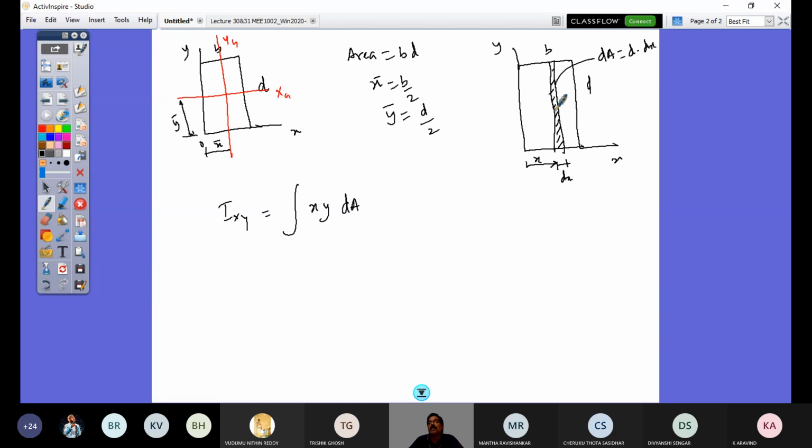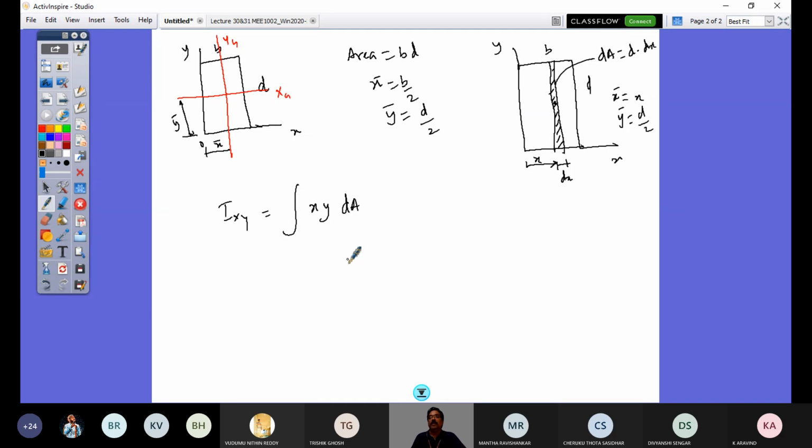So now, what is its centroidal axis? It is somewhere here. Its coordinate is here because it's a rectangular strip. So I have here my x bar and y bar. So what is it for this element? X bar is x itself. What is y bar? It is d by 2. Right? Y bar is d by 2.